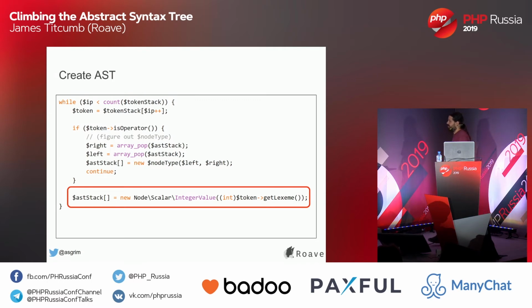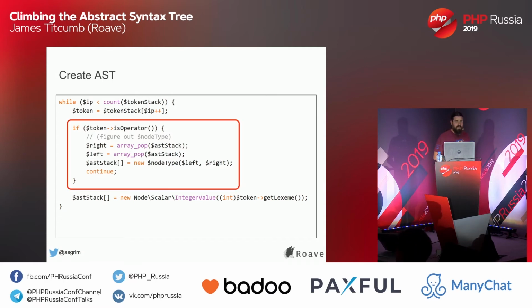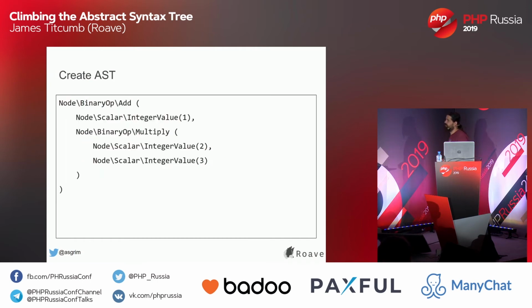So if it's a value, it's very simple, right? We just get the lexeme, we convert it to an integer, because it should all be a positive whole integer, and put it onto the AST stack. And that's it. That's very straightforward. If it's an operator, we pop the last two values from the stack, like we did earlier, and we push them onto the operator node, right? And then we add the operator node to the stack. And we end up with something that looks like this.